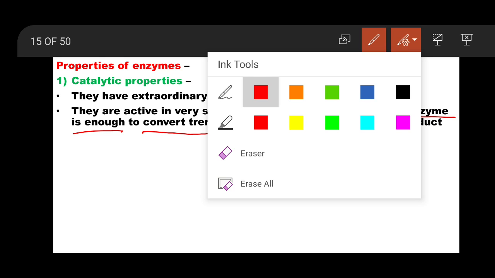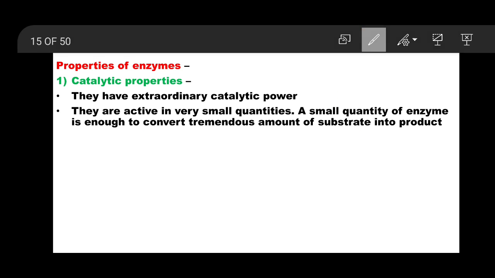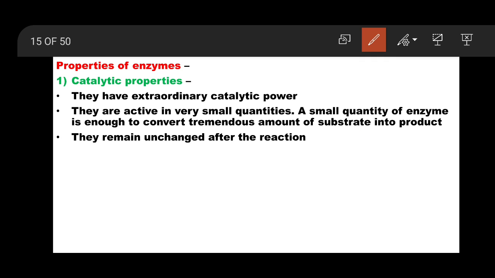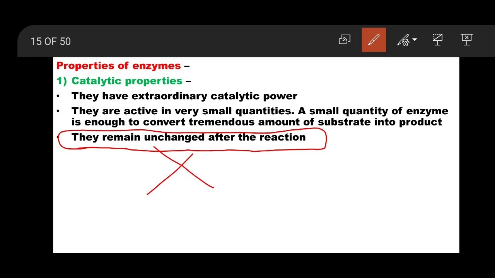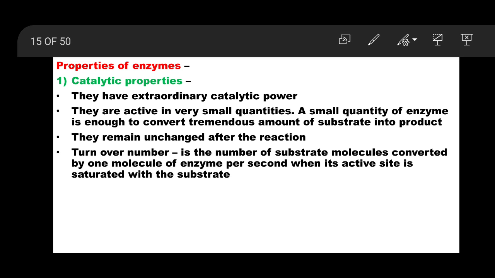छोटा सा क्वांटिटी में अगर एंजाइम है तो भी काम चल जाता है, रिएक्शन हो जाएगी. They remain unchanged after reaction. So that is the catalytic property. No property of enzyme is changed after the reaction. Enzyme remains as it is. It remains intact. So they remain unchanged after the reaction.